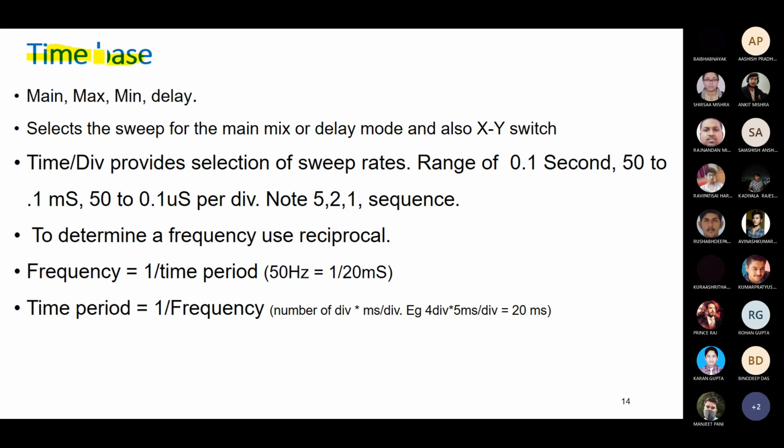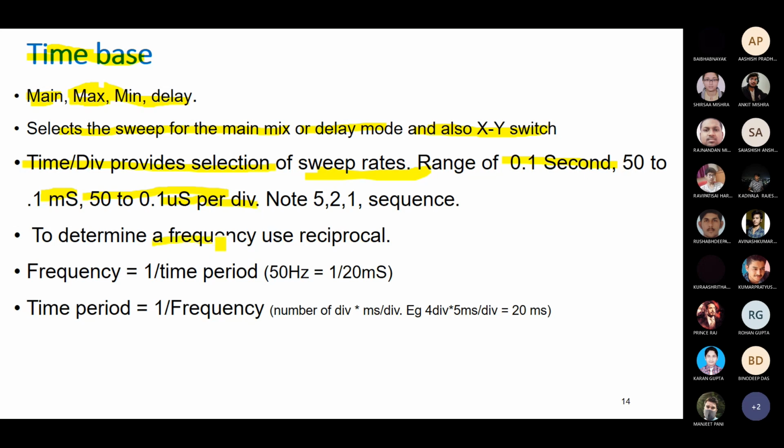So the time base is there. Here we can see the time base: main, max, minimum, delay, everything we can see over there. Select the sweep for the main, mix or delay mode, and also the XY switch. So all the modes are possible. Then time per division provides the selection of sweep rate. The range is 0.1 second, 50 to 1 millisecond, and 52.1 microsecond per division is also possible.